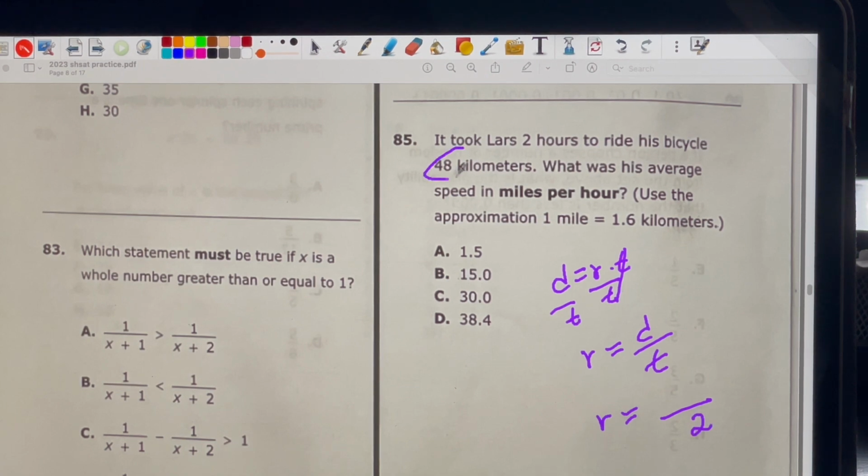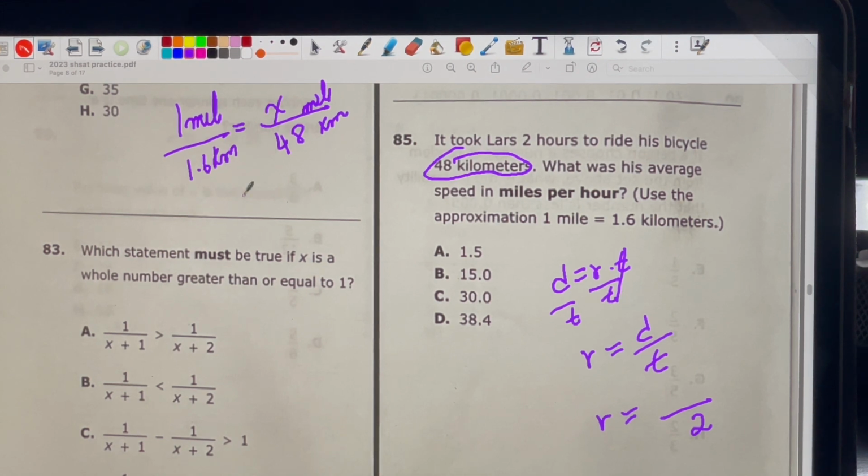So the problem is we want this in miles, so we've got to change 48 kilometers to miles. So we have 1 mile equals 1.6 kilometers, and therefore we write miles here and kilometers here. We have 48 kilometers, and we want to know how much that is in terms of miles. So cross multiply, we get 1.6x equals 48. We divide both sides by 1.6. So 48 divided by 1.6 is 30. So x equals 30. So 48 kilometers is 30 miles.